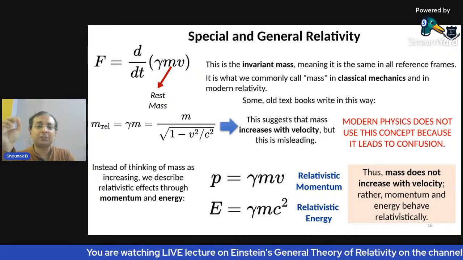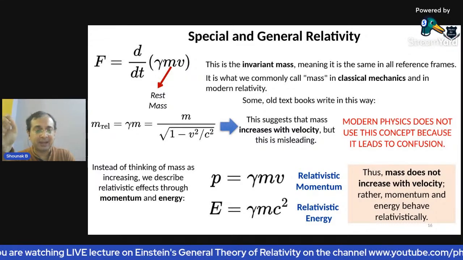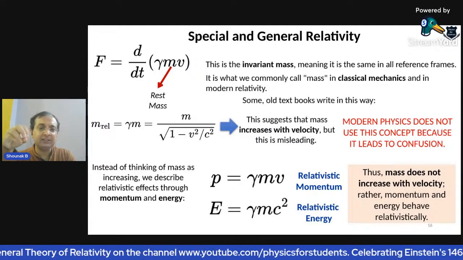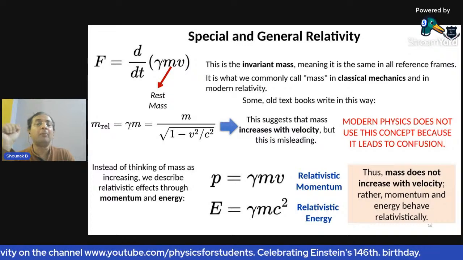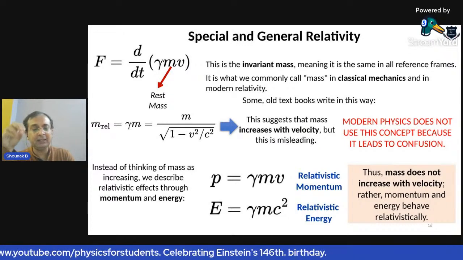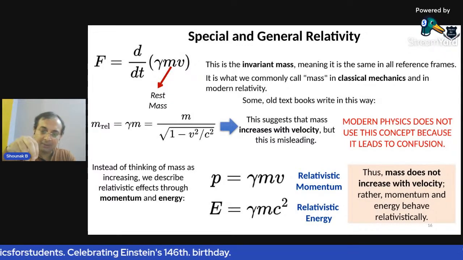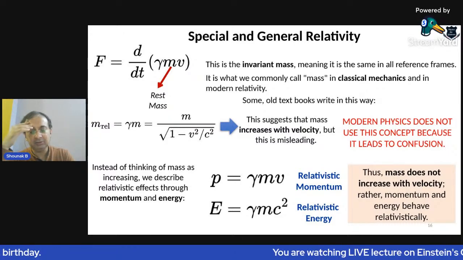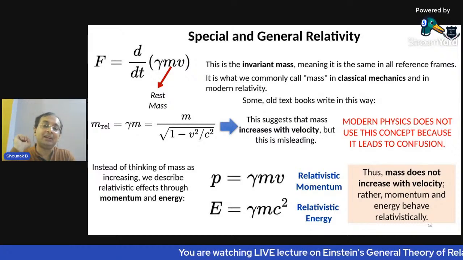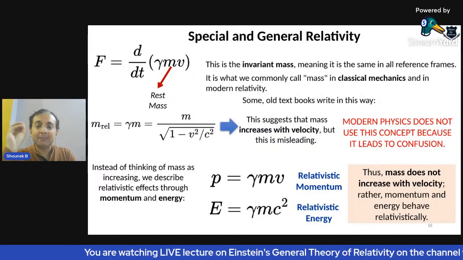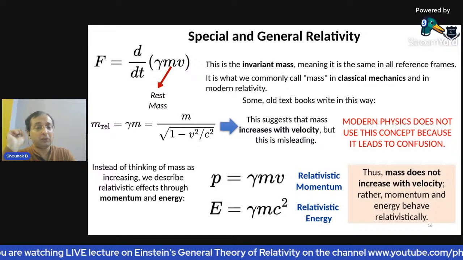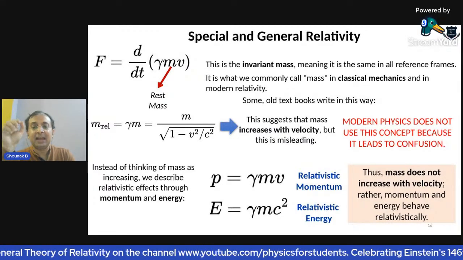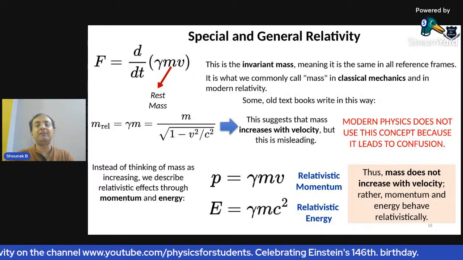So we actually don't say that we have a rest mass or a relativistic mass. We describe the increase through what is called momentum and energy. So you see p equals gamma mv is the relativistic momentum, and E equals gamma mc squared, which is the famous Einstein's E equals mc squared. So that is why we get relativistic energy. So we say mass does not increase with velocity. We don't say that, although it happens, it is wrong to say. Modern physics says that momentum and energy behave relativistically.